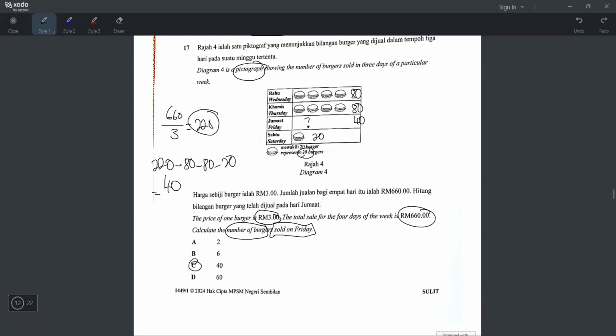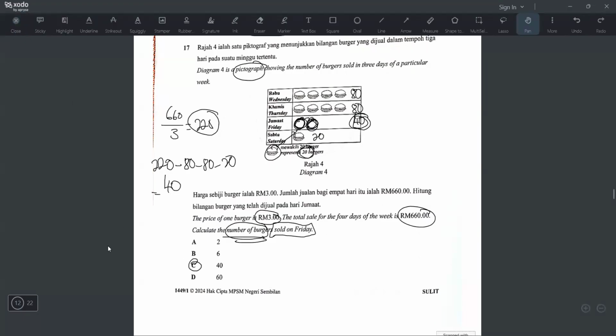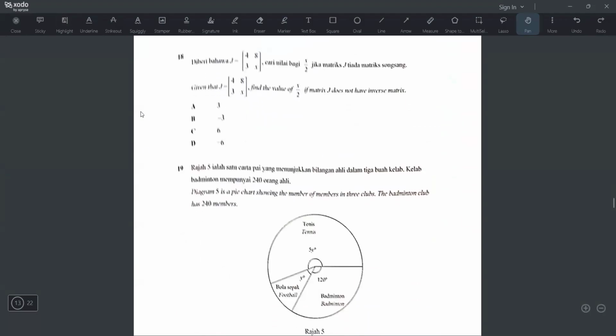That means I have to draw two of this burger icon. I have to draw 2 times, because one burger icon represents 20 burgers, right? So you draw 2 icons, then it becomes 40 burgers. But the answer is not A. No, no, because they ask for the number of burgers. So yes, you draw 2 icons, but the icons represent 40 burgers. So it should be C. Okay, hope you understand.